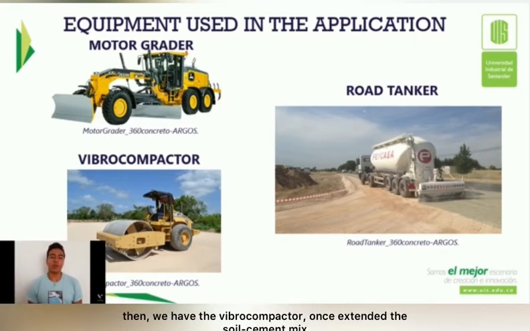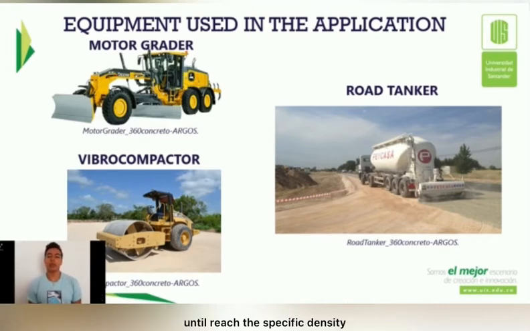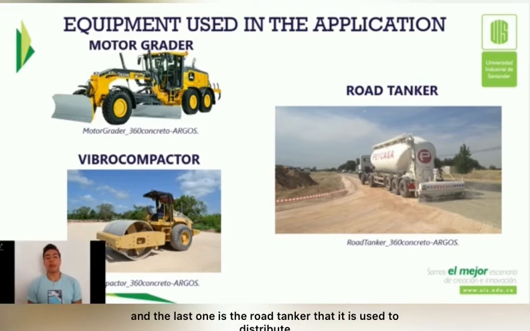Then we have the vibro compactor. Once the soil cement mix is extended, this machine compacts the recycled material until it reaches the specific density according to the geometrical design. And the last one is the water tanker, which is used to distribute the optimum moisture content for the mixing and curing process.